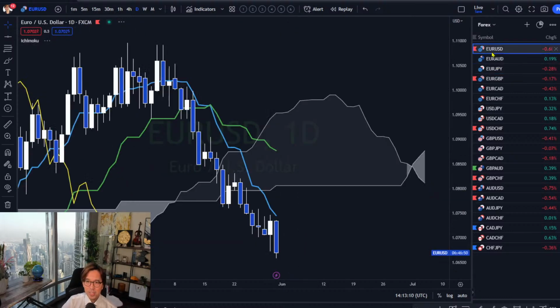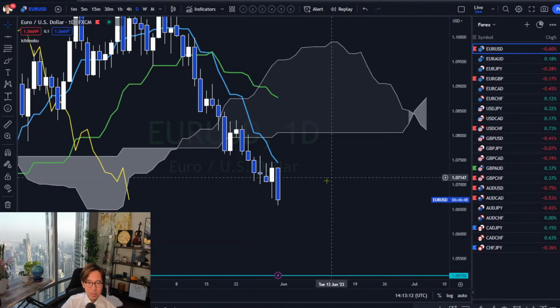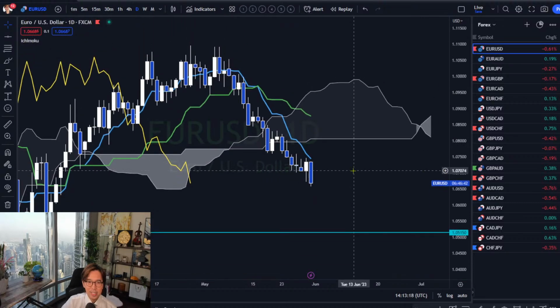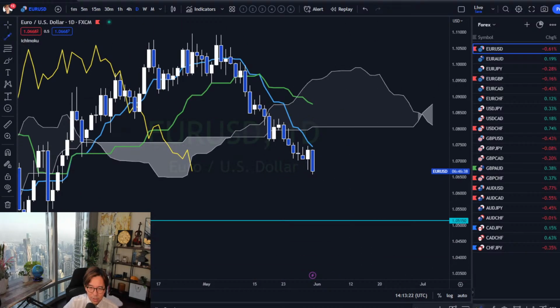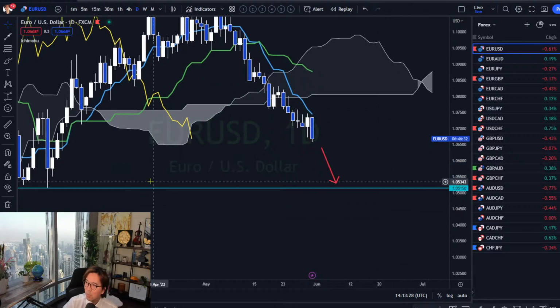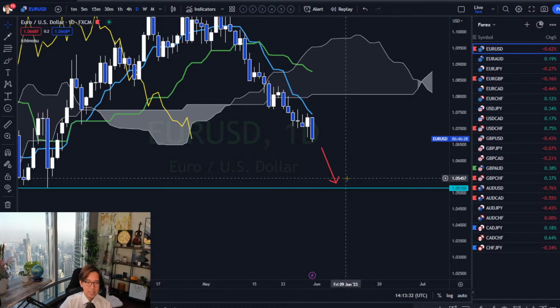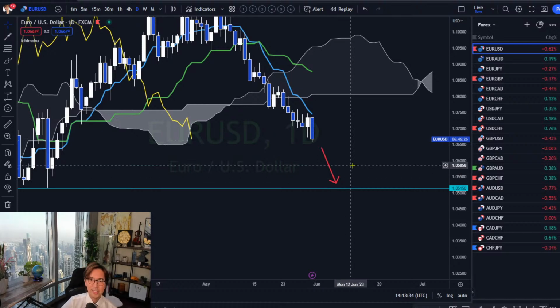And I was also watching Euro USD because it's breaking bearish also. After the Kumo breakout, the market has been downtrending. So I think Euro USD is also down, and it will reach 1.0515, which is the previous support. So that's a potential target on this downtrend.